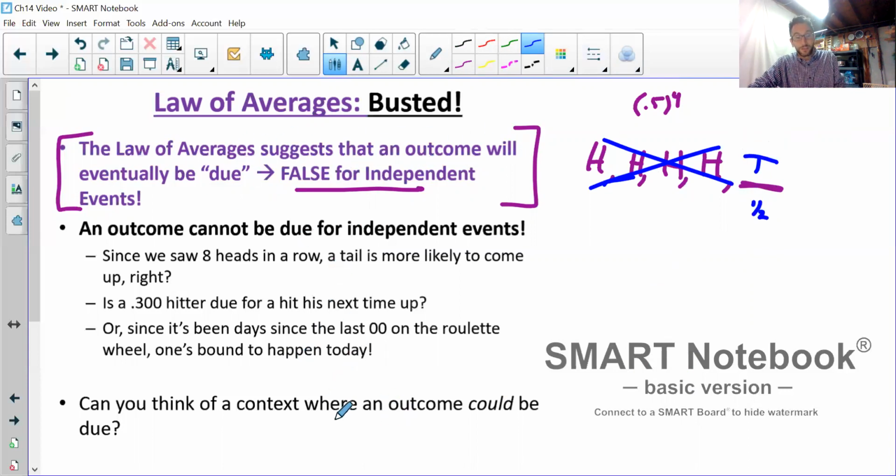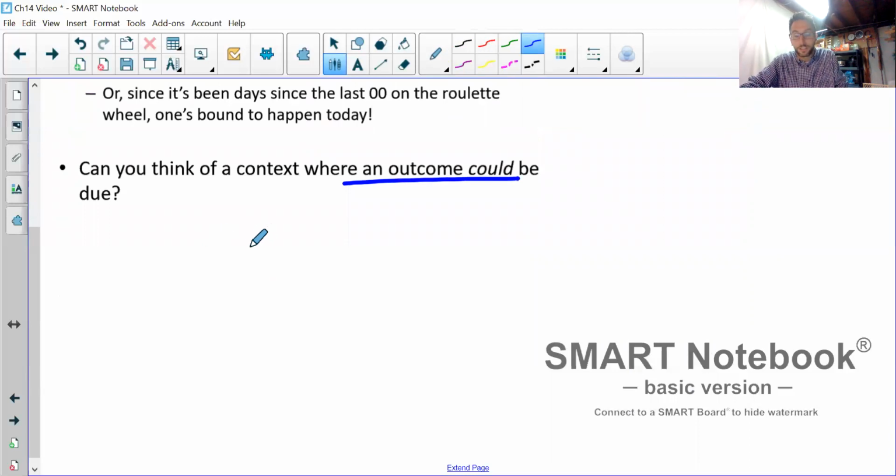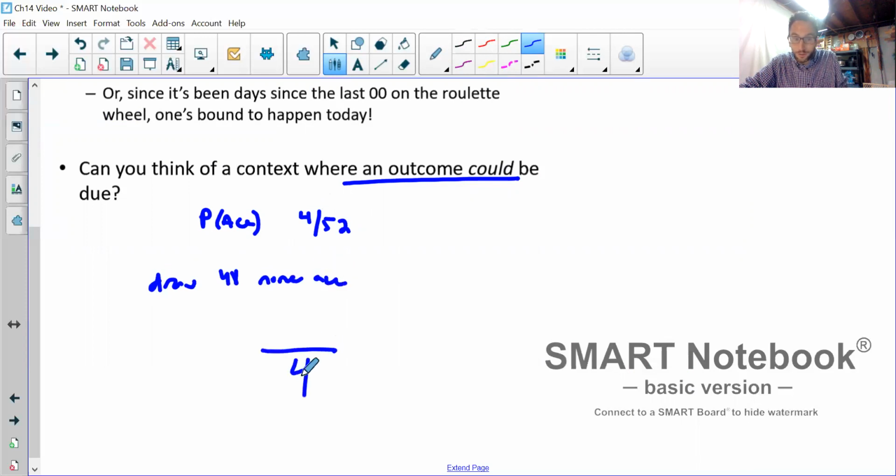Now, can you think about where an outcome could be due? Think about those marbles. If we have dependent events, this could happen. If I want to look at the probability I draw an ace, 4 aces out of 52 cards. Let's say I draw 48 cards and none are aces. Well, that means there's only 4 cards left in the deck, because there were 52 to start, minus the 48 I took out. And if none of them are aces, that means there are only 4 aces left too.